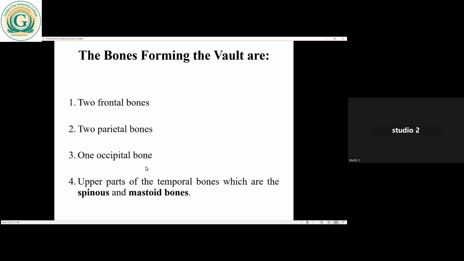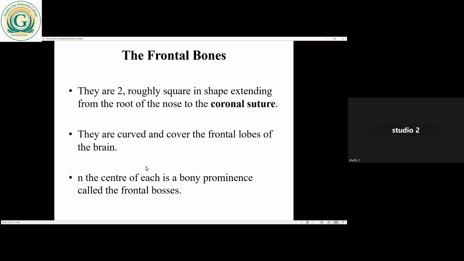The frontal bones are what I've shown you. They are 2, and they are separated by the coronal suture. They are curved and cover the frontal lobes of the brain. At the center of each is a prominence we call the frontal bossing.